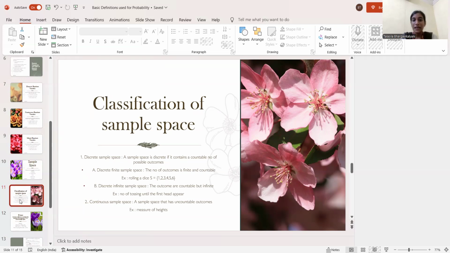Continuous sample space. The sample space that has uncountable outcomes is called continuous sample space, such as measuring the height of students in a class.